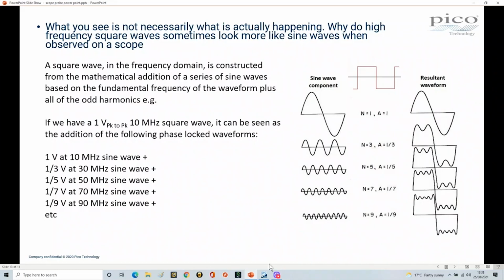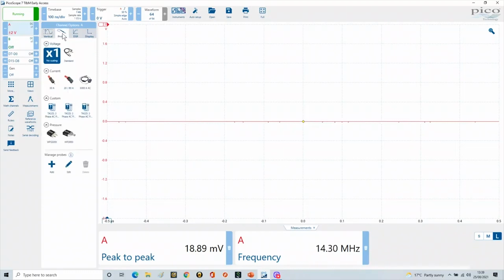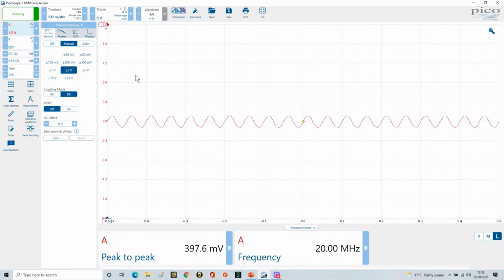You will get something tending more towards the sinusoid with humps in it. I'm going to try and demonstrate this as best I can to give you some idea of what's going on. So I'm going to go back to the scope and put my probe on times 1. We are going to go to plus or minus 2 volts, and I'm going to put my signal generator on, starting off at 100 kilohertz.